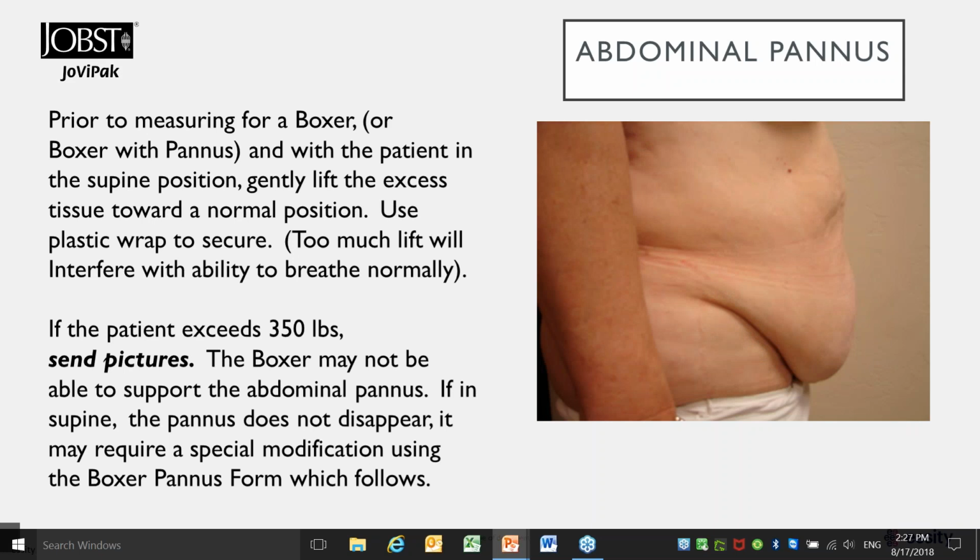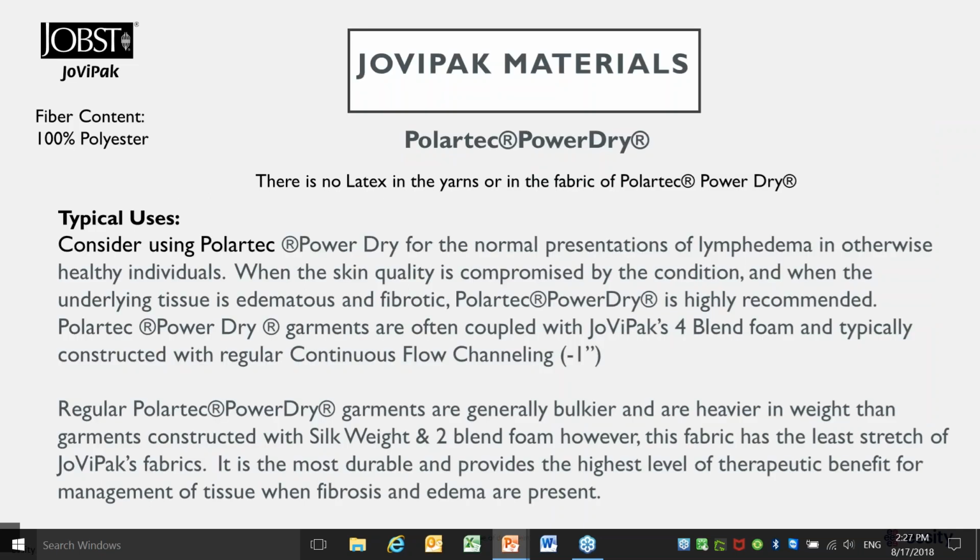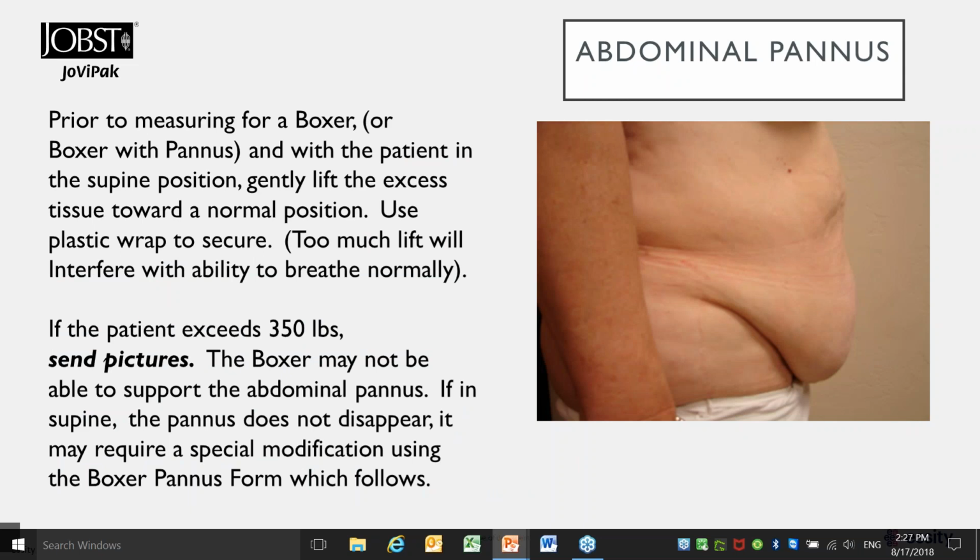Now we also have to talk about the abdominal panus, and we are going to be talking about this off and on through the rest of this presentation. Prior to measuring for a boxer or a boxer with a panus, and with the patient in the supine position, gently lift that excess tissue toward a normal position. Use plastic wrap to secure. Too much lift will interfere with the patient's ability to breathe normally.